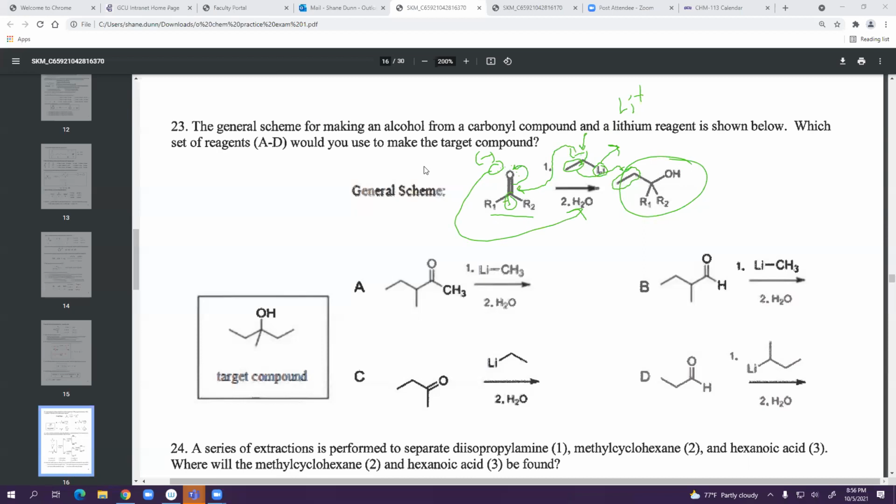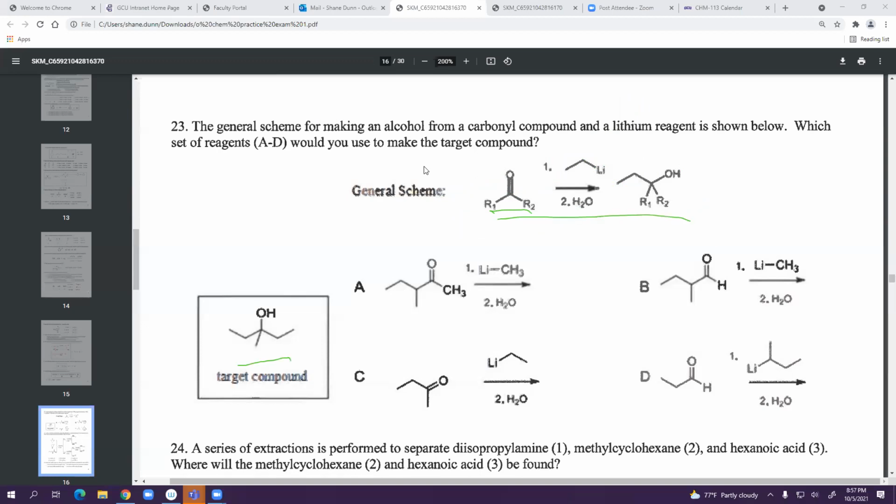Yeah, okay. Basically, if you have a ketone, whatever was bonded to the lithium is going to get added to the carbon bonded to the oxygen. And then the ketone becomes an alcohol group. That's pretty much what this whole mechanism is saying.